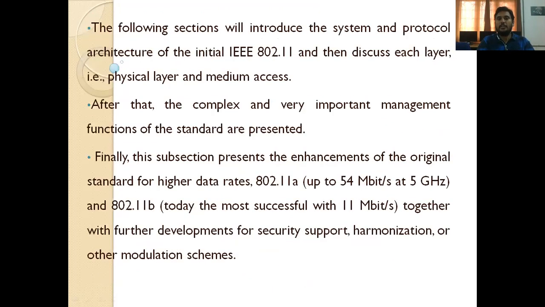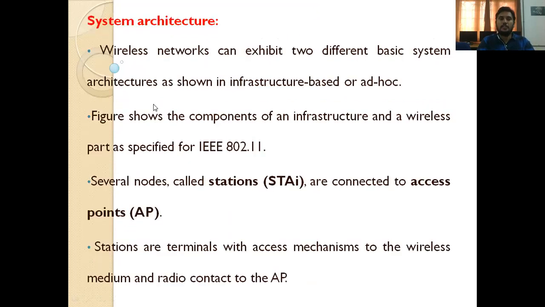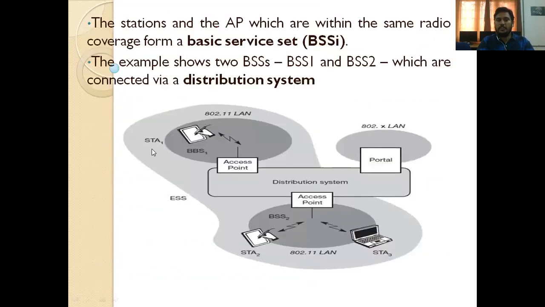In IEEE 802.11 there are the higher data rates of 802.11a and 802.11b. Today the most successful one is 802.11b. Here in the system architecture of IEEE 802.11, these are the stations: station 1, station 2, station 3.